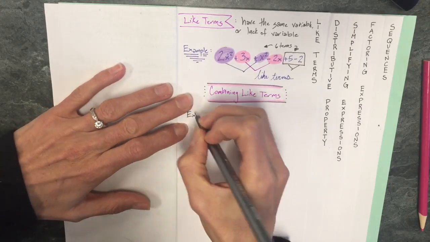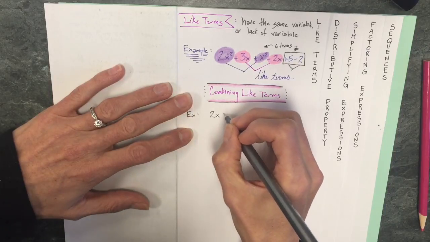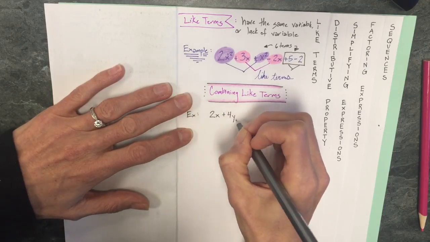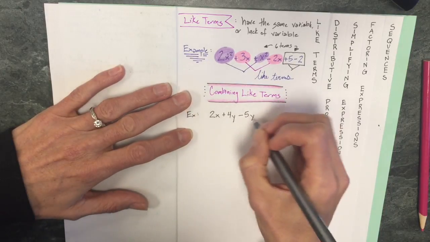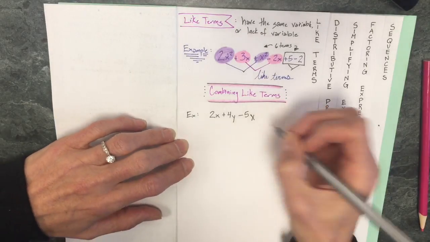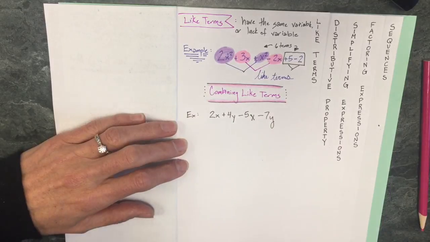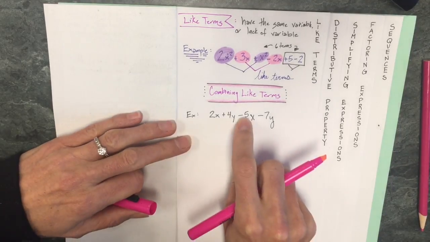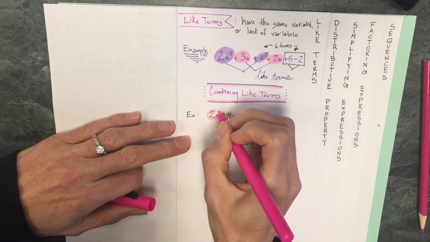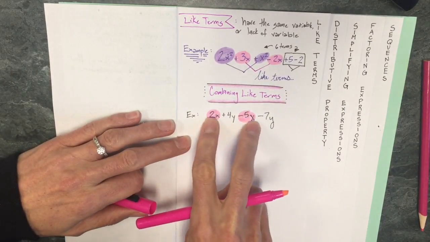So here's another expression. 2x plus 4y minus 5x. Oops. Sorry about that. Let's make that an x. 5x minus 7y. So I'm going to quickly highlight our like terms. We've got 2x and a negative 5x. So these two need to be combined.